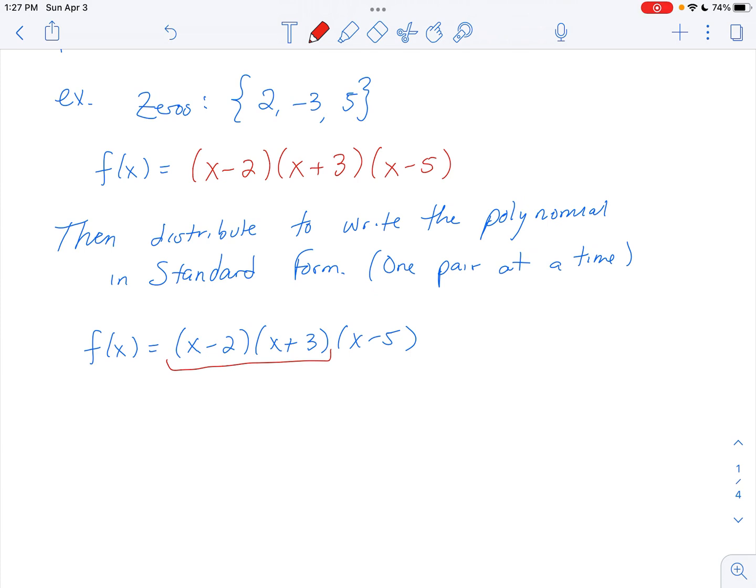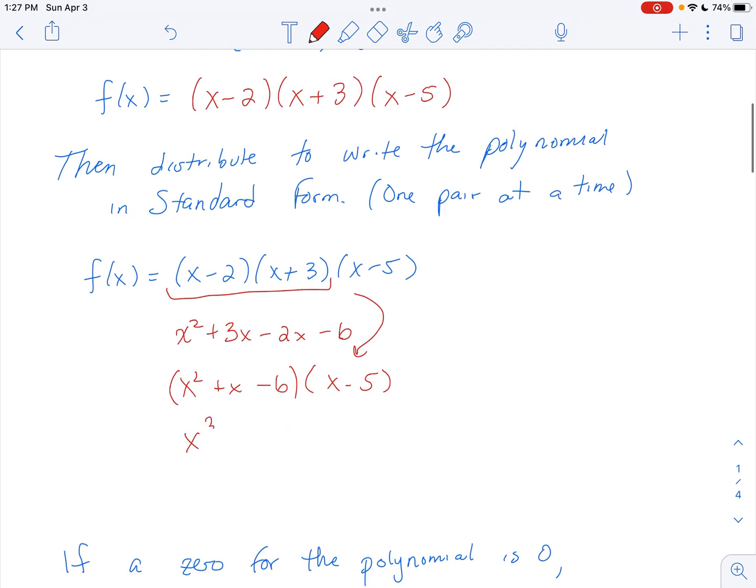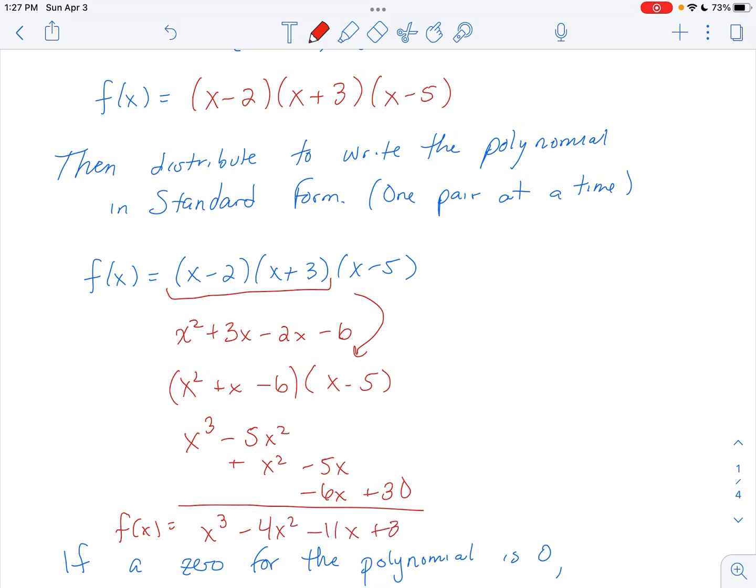Now there are some tricks you can do. Anything that you know to kind of shortcut it, you're more than welcome to do it. I'll just write this all out. So that makes x squared plus 3x minus 2x minus 6, and then always combine like terms if you have any before you work with the next factor. And I'll just bring that x minus 5 down, and I'll distribute one more time. So distributing this, x cubed minus 5x squared plus x squared minus 5x minus 6x plus 30. My final polynomial answer is x cubed minus 4x squared minus 11x plus 30. And that's where we'll just leave the final answer like that.